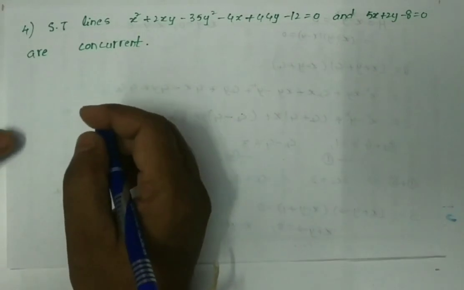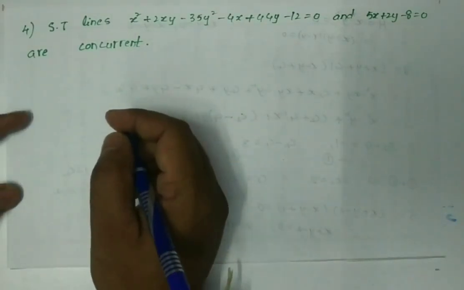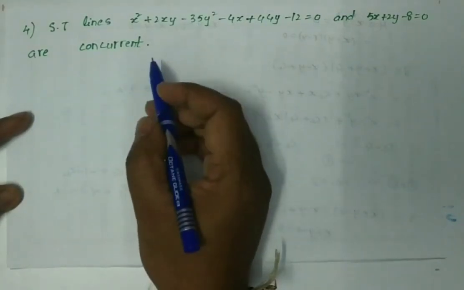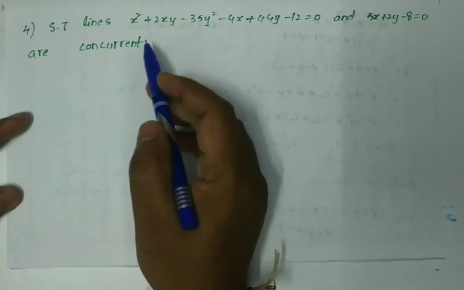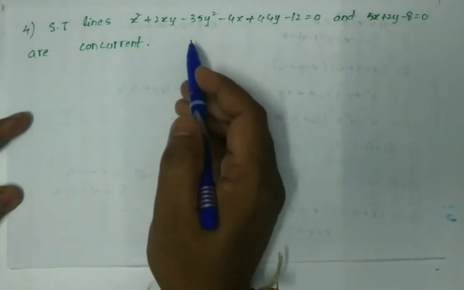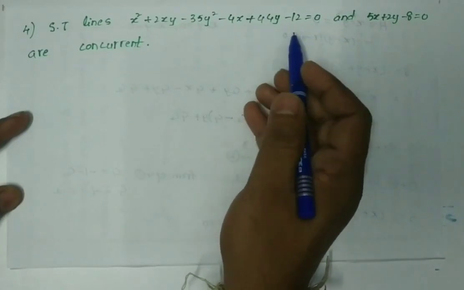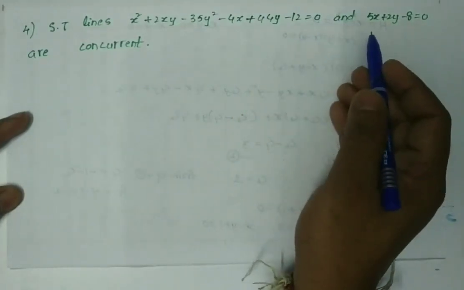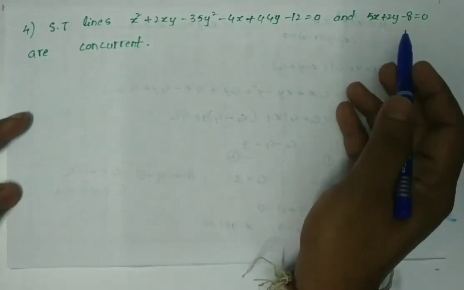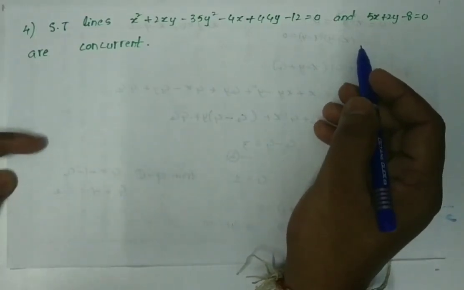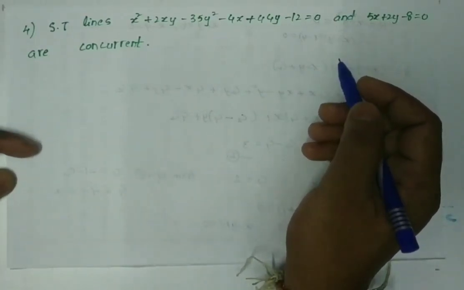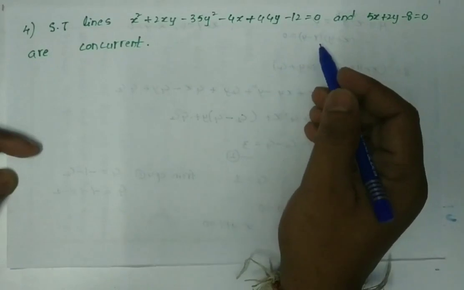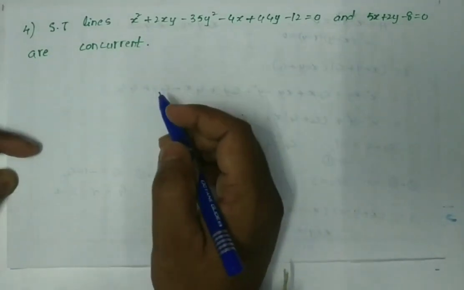Okay, and now what is the question? Show that the lines which are x square plus 2xy minus 35y square minus 4x plus 44y minus 12 is equal to 0, and the line which is 5x plus 2y minus 8 is equal to 0 are concurrent. Now let us see how to show that the given lines are concurrent.